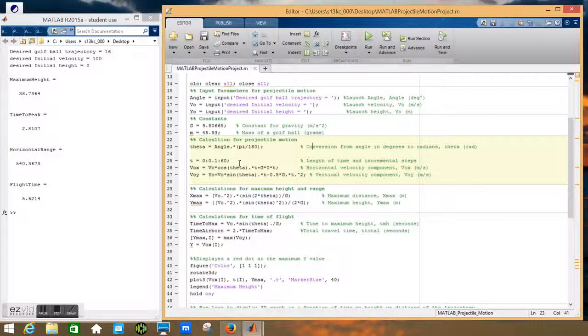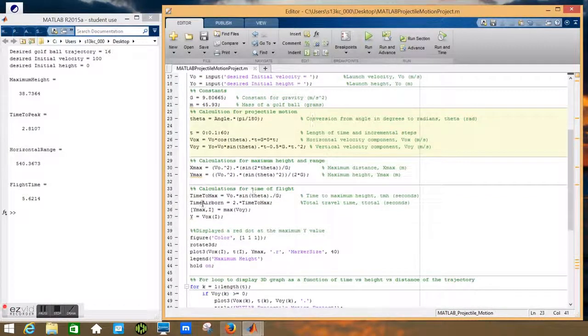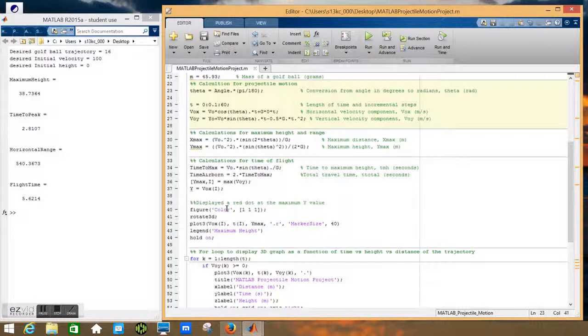This is my horizontal and vertical component of the function. These calculations right here are going to give me my maximum range, my maximum height. This is my calculations for the time of flight. This is what I use to display the red dot at the top of my trajectory. And down here is my for loop.